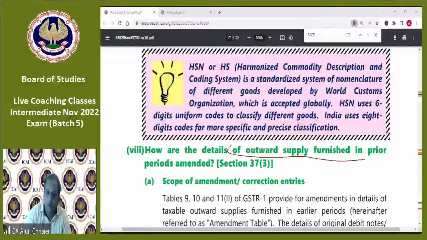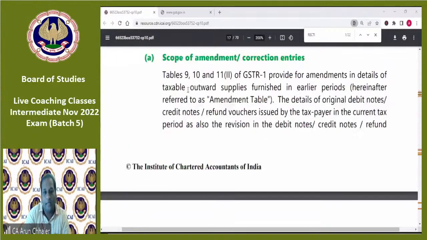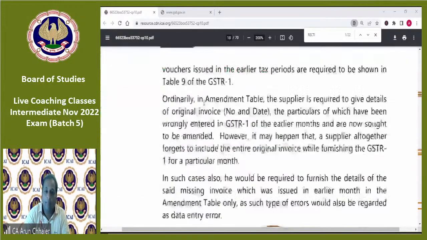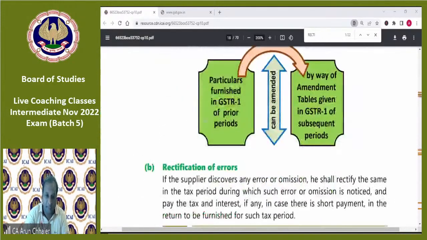What are the details of the output supply furnished in the prior period amendment? See, there are certain tables, like table 9. You are not required to remember them by table number. There are certain tables which you need to use for making the amendment. Let me see the flow chart.